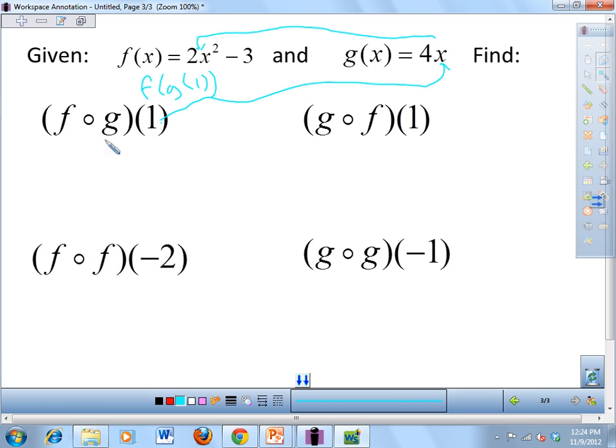So what does f of g of 1 look like? For us, what does f of g of 1 look like? Minus 3, 29. You guys get where that comes from?